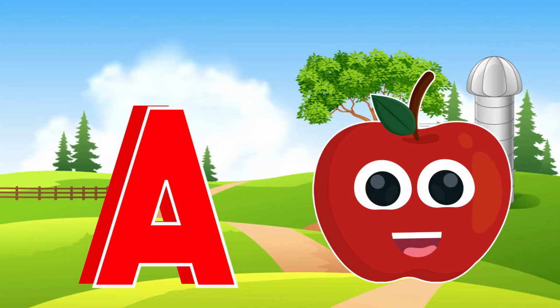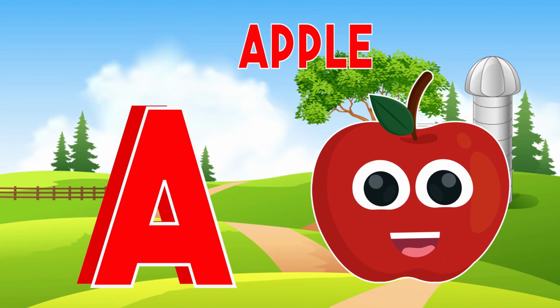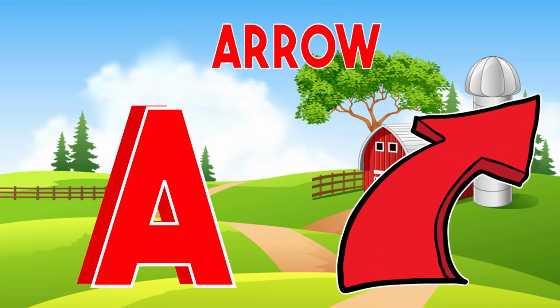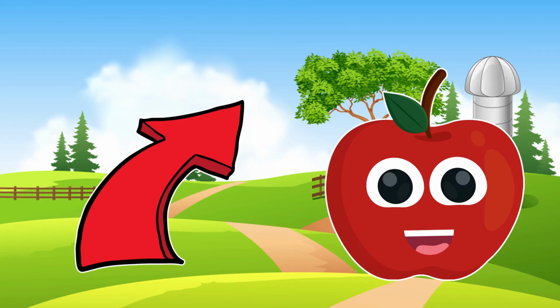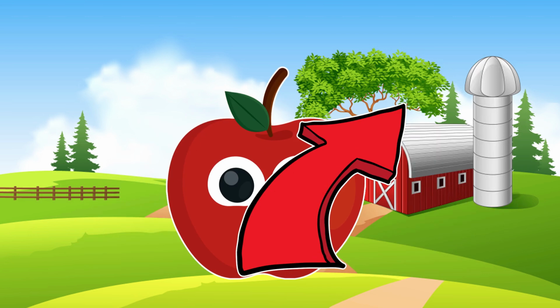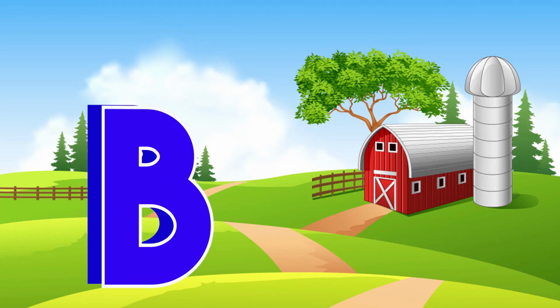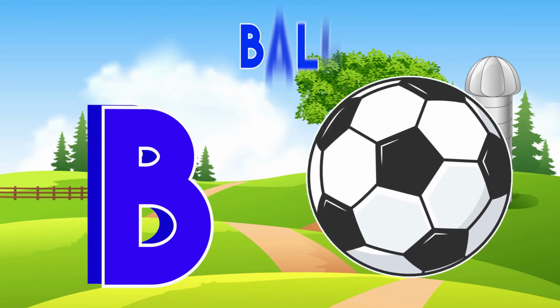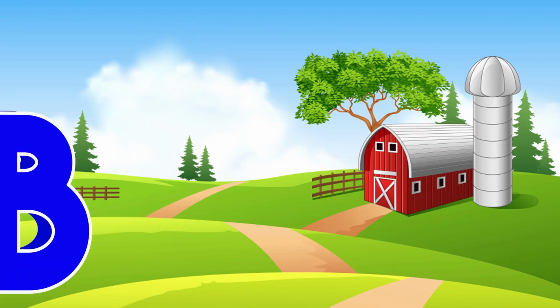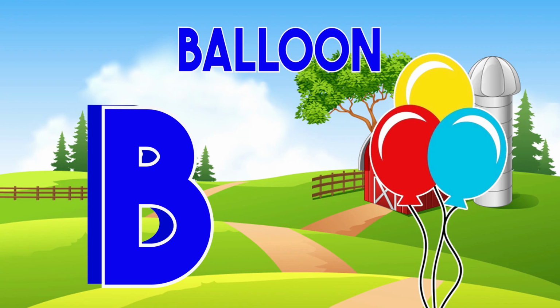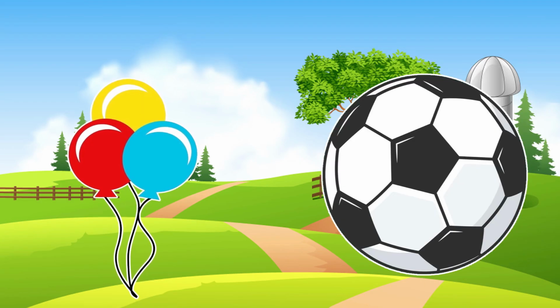A is for apple, apple. A is for arrow, arrow. A is for apple. A is for arrow. B is for ball, ball. B is for balloon, balloon. B is for ball. B is for balloon.